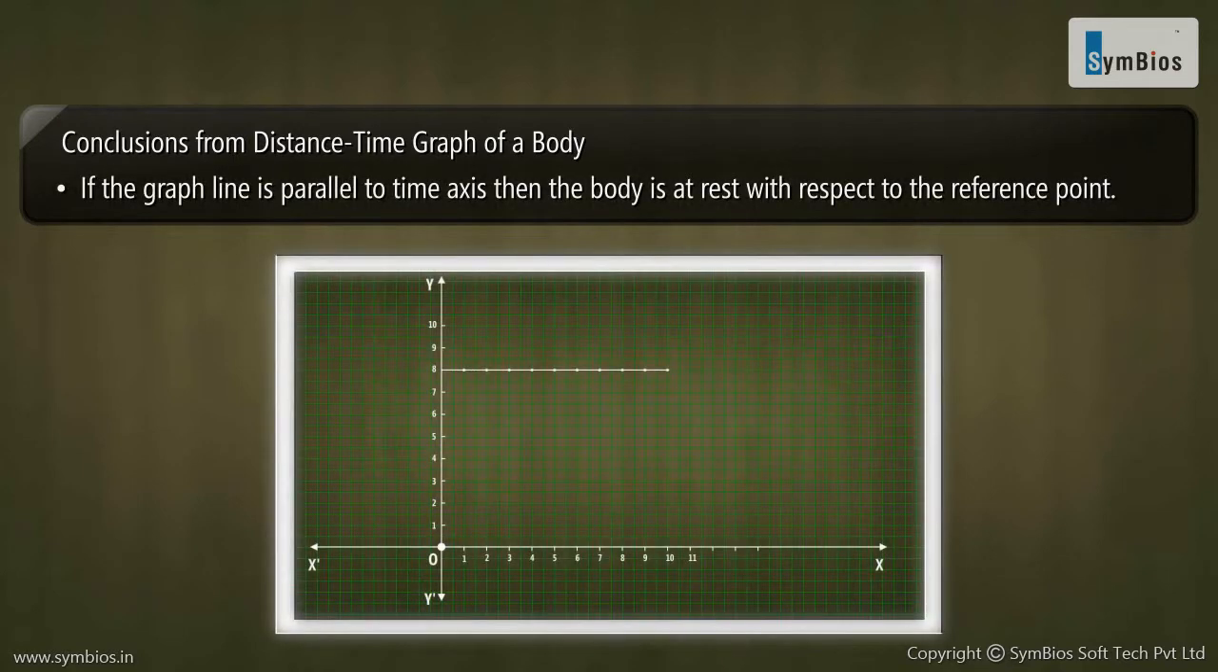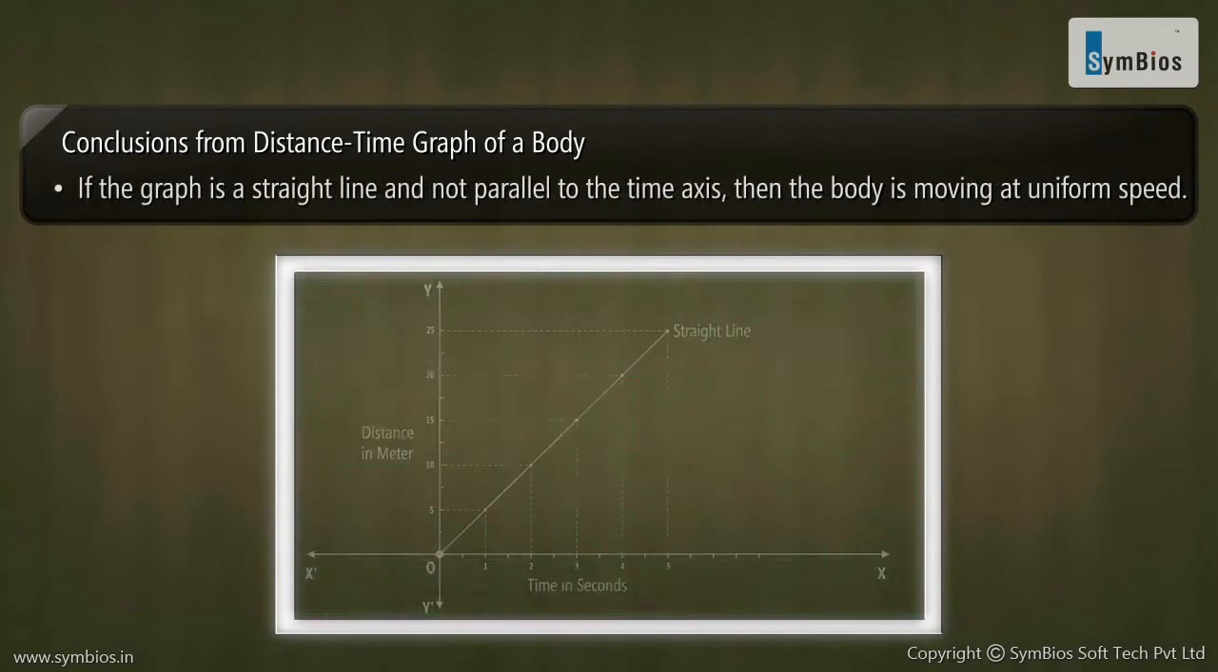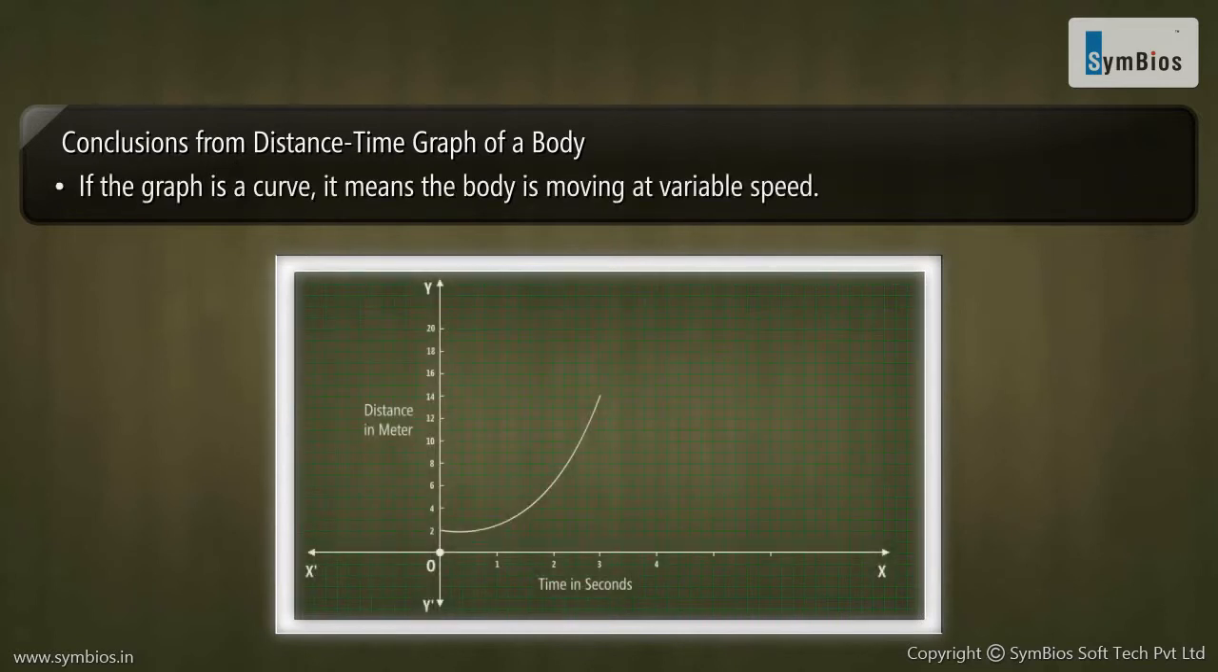If the graph line is parallel to the time axis, the body is at rest with respect to the reference point. If the graph is a straight line and not parallel to the time axis, then the body is moving at uniform speed. If the graph is a curve, it means the body is moving at variable speed.